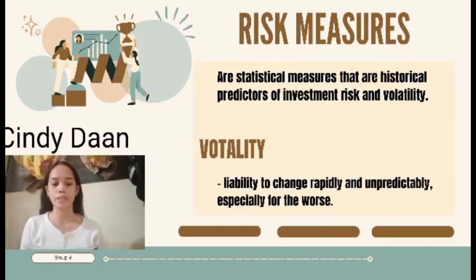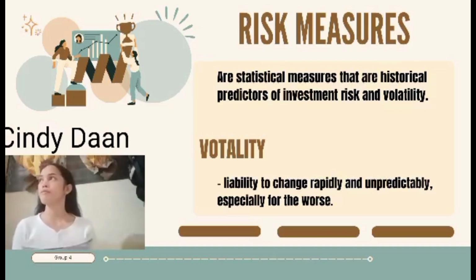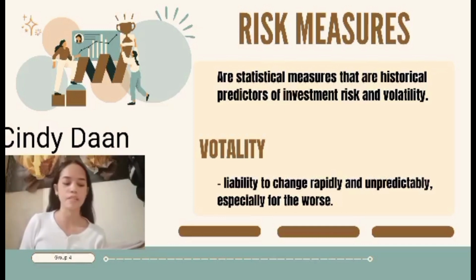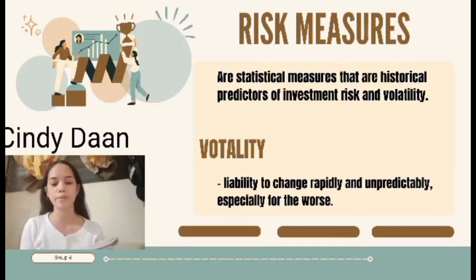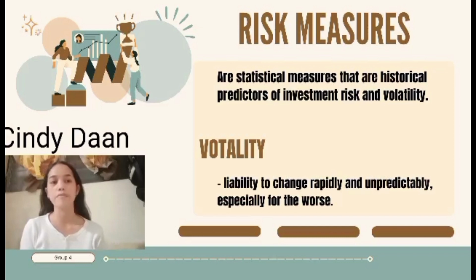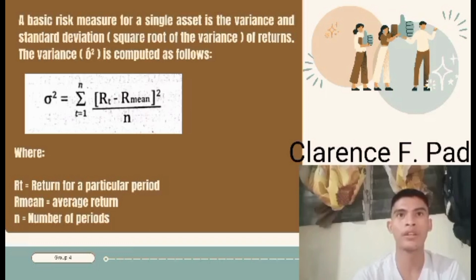So what are risk measures? They are statistical measures that are numerical predictors of investment risk and volatility. Volatility is the ability to change rapidly and unpredictably. Risk measures use statistics and are based on historical data to predict investment risk and uncertainty. A basic risk measure of a single asset is the variance or the standard deviation.